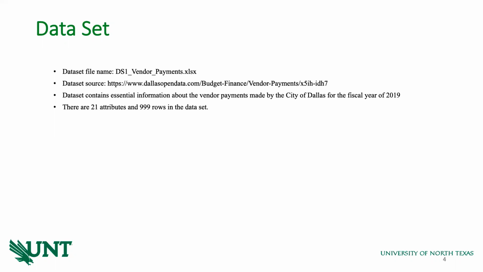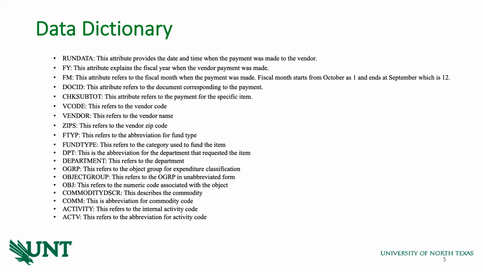Let's look at the data set that I'm going to utilize. The data set is the one by City of Dallas regarding vendor payments made during the fiscal year of 2019. In the data set, we have 999 rows and 21 columns or attributes. As we can see, we see the vendor attribute, we see the check subtotal attribute, that's the payment made for the specific item towards the vendor. We have some for the department and so on.